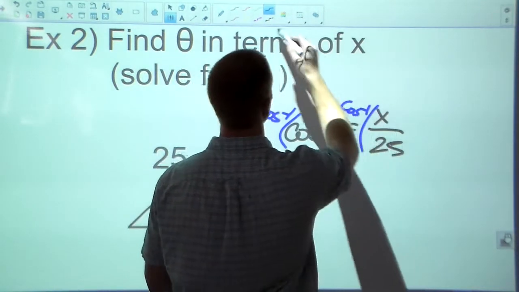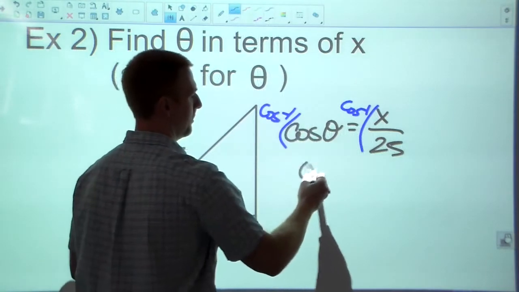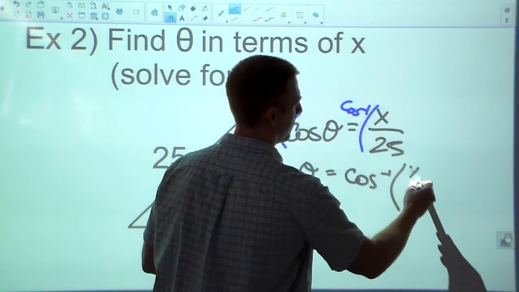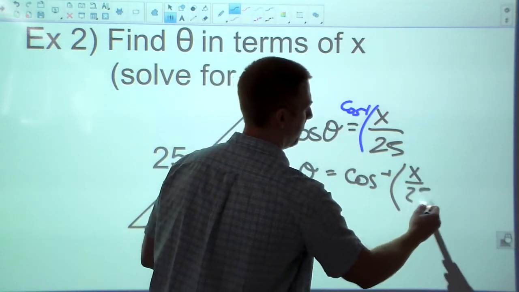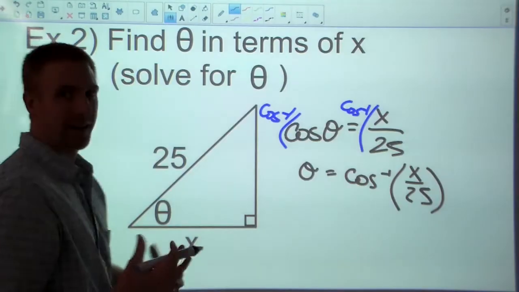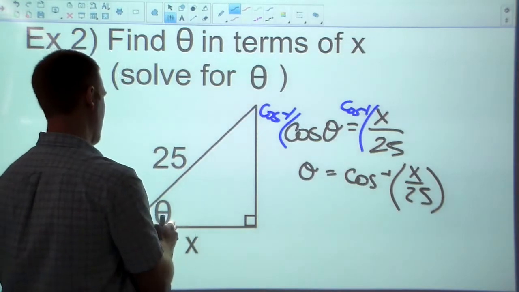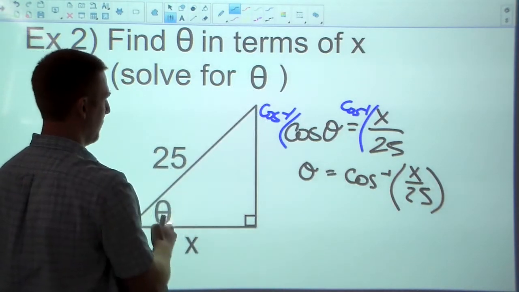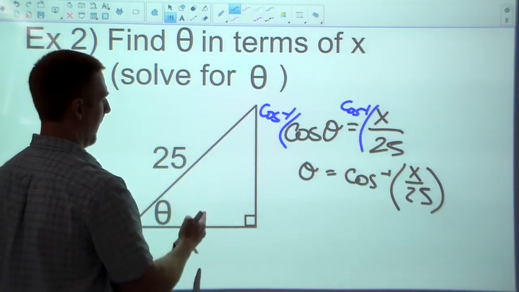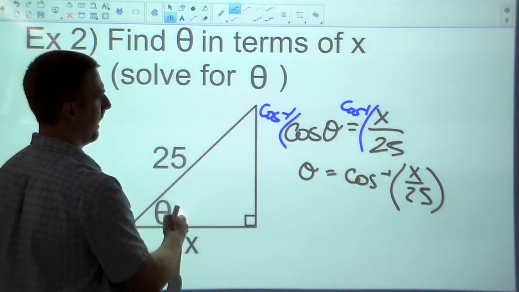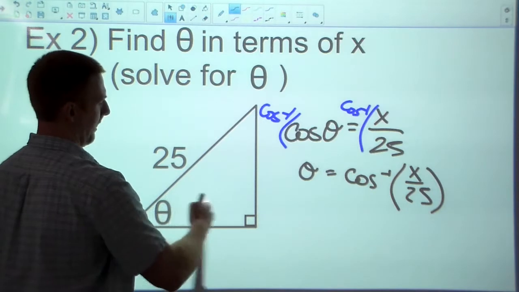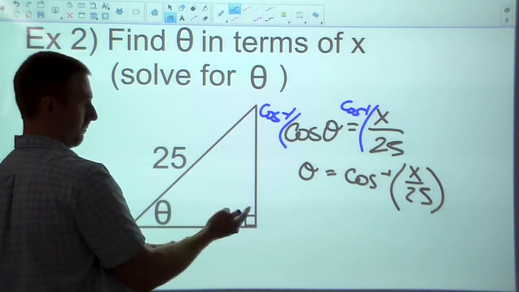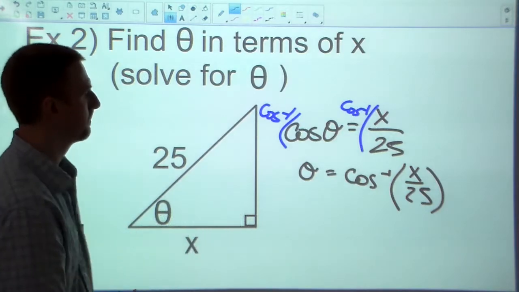And again, by that function composition rule, that becomes just theta. So theta solved is arc cosine of x/25. And hopefully that makes sense, because depending on how long x is compared to a length of 25 here, it's going to really change how big this angle is. To make the triangle work out, it's going to change things around. So the length of x right here is going to determine what the angle has to be.